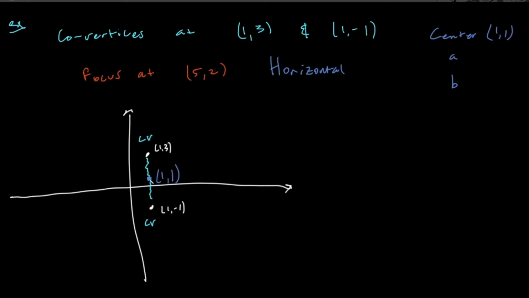And so co-vertices gives us B. B must be 2, because B is the distance between the center and the co-vertex, or it's just half of the entire minor axis, which is 4 units. So B has to be 2 units. Now we just need to find A. There's one piece of information we haven't used yet, and that's where the focus is. So I guess the focus should be at 5, 1.